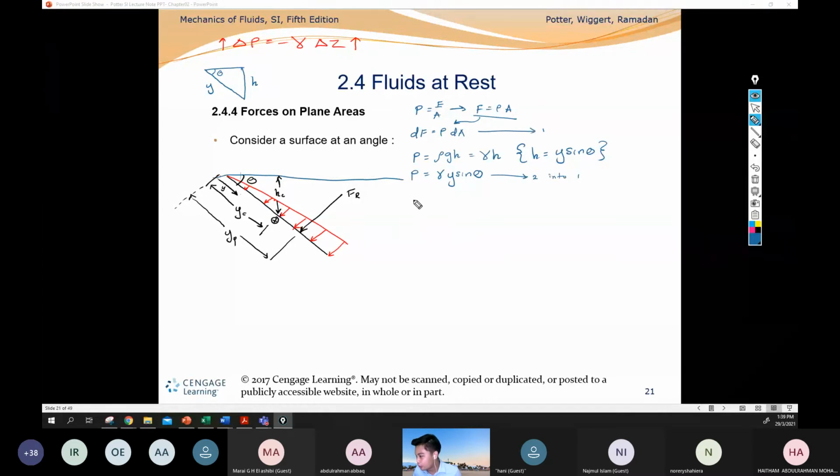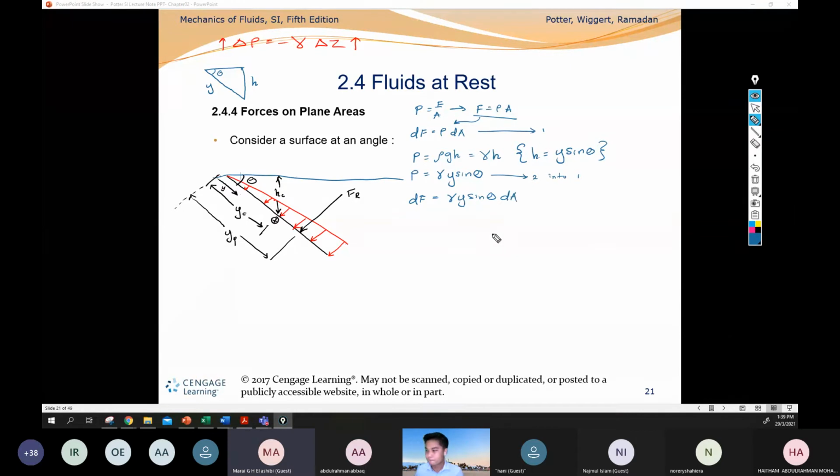So from equation 1, which is dF, can you see dF equal to pressure? I try to substitute here pressure, gamma y sine theta dA. Okay, from here, I try to integrate because I want to get the solution. Normally we do the integration to find the solution. So I integrate both sides. So what will be? Integration with the differentiation will have F. Yes, cancel.